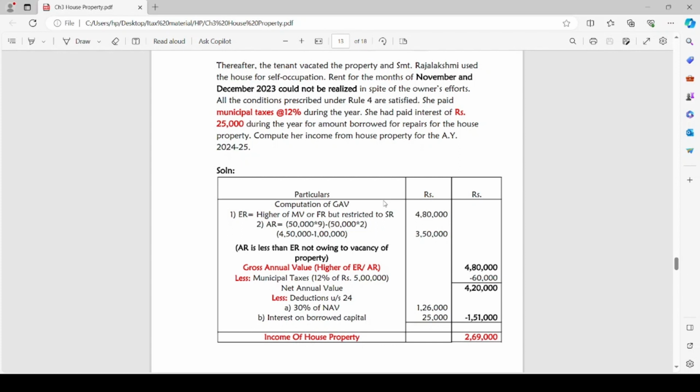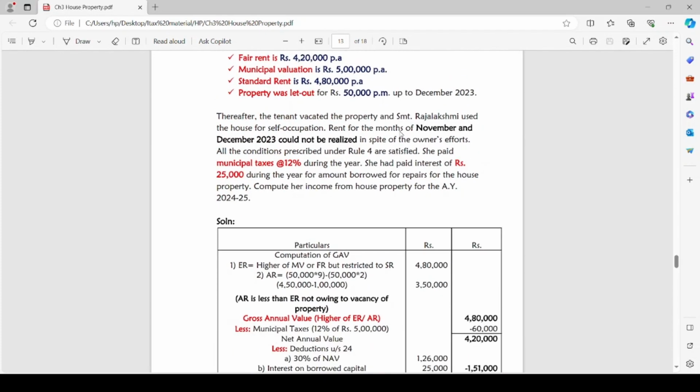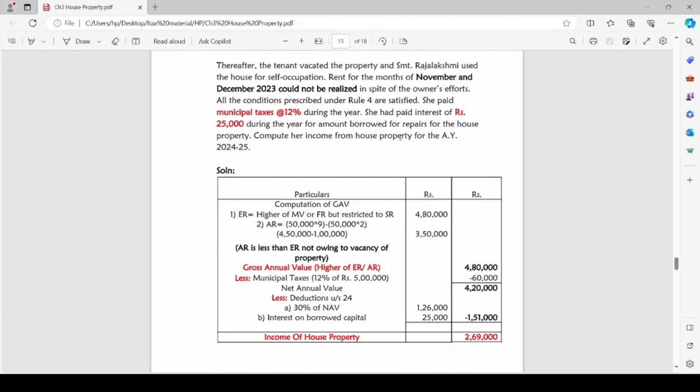The second step, deduction of municipal taxes. The municipal taxes are paid at 12% of municipal valuation, that is rupees 5 lakh. So, the municipal taxes are 12% of rupees 5 lakh, that is rupees 60,000. After deducting 60,000 from the gross annual value of rupees 4,80,000, our net annual value stands at rupees 4,20,000.